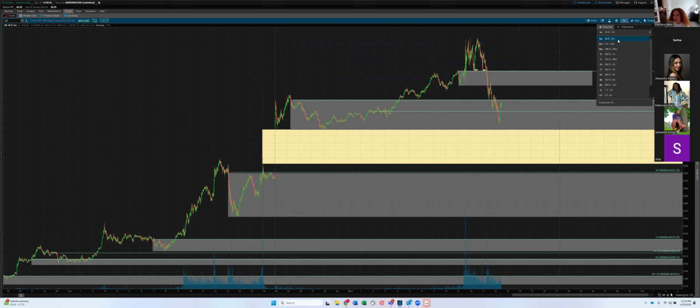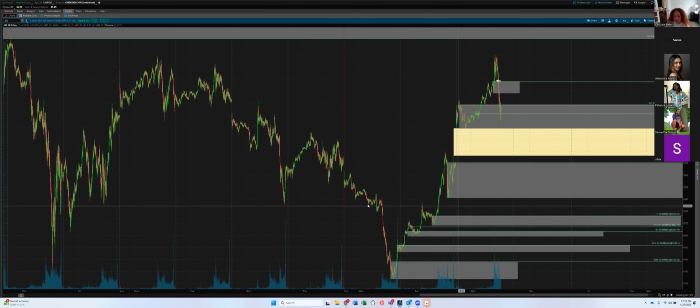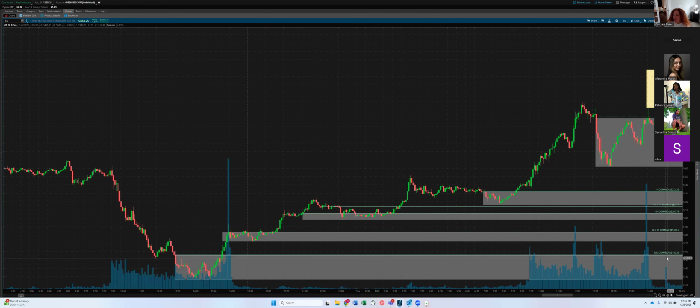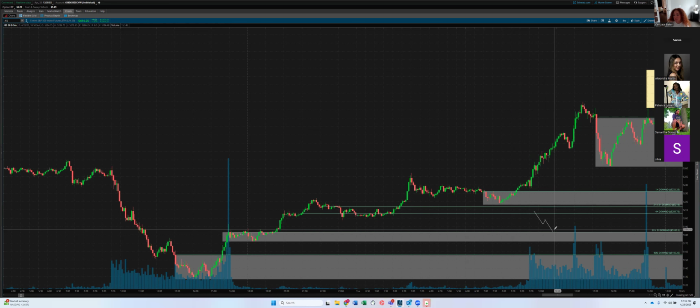Okay, so let me go back and show this that I was looking at right here. So we had all these little stair step demands that formed in the overnight session. And I mentioned yesterday, if any of these break, if price breaks through them, then you can take a retest. If it comes back up and retests the bottom of the zone, you can take it down to the next zone. And this would have been like a 30-point move right here. And so a perfect example.